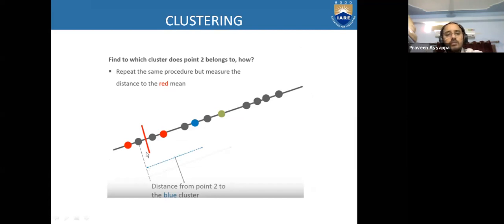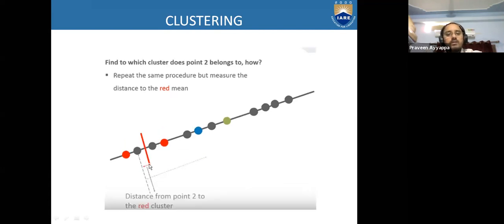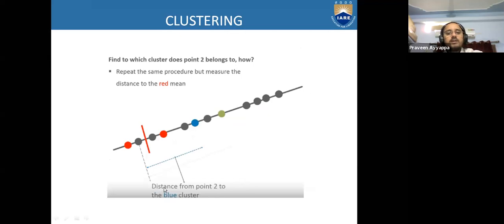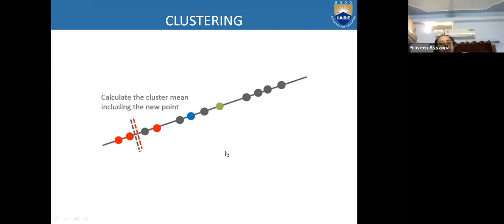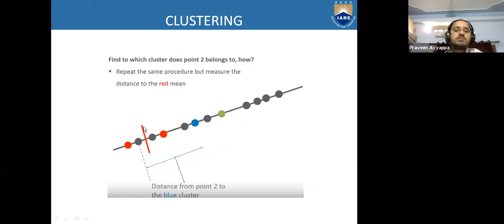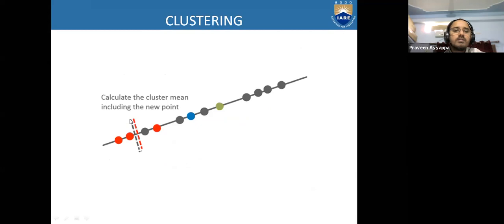This is what we have measured earlier: the distance from point 2 to the red cluster, the distance from point 2 to the blue one, and next comes the distance from point 2 to the green color. Then calculate the cluster mean including the new point. So here we get the new cluster mean including the new point. This is the new cluster mean that we have got here.